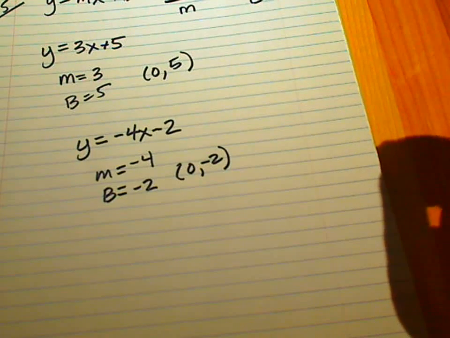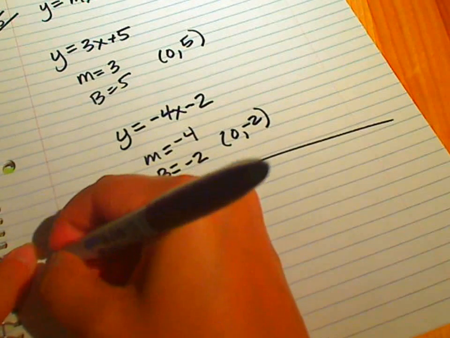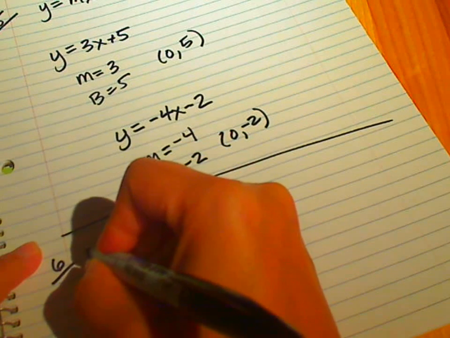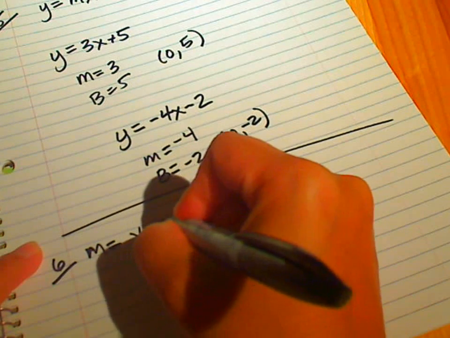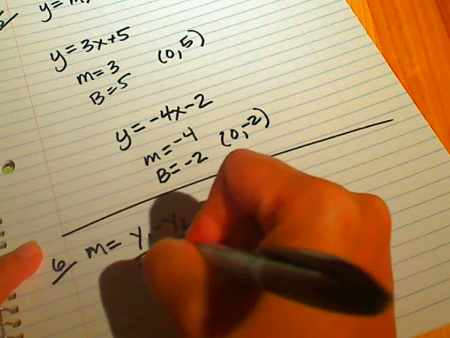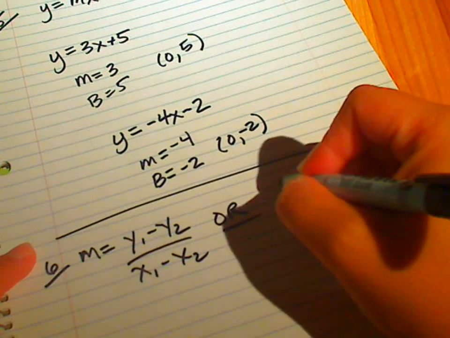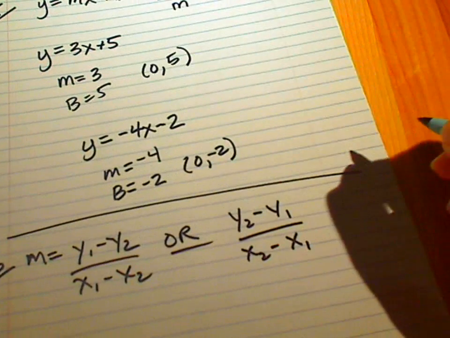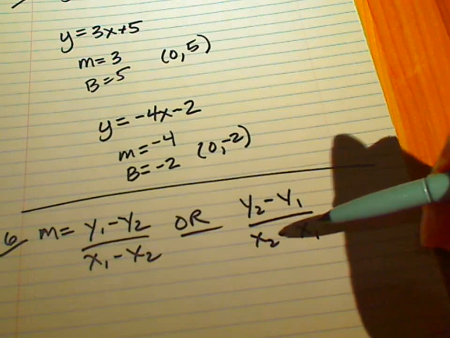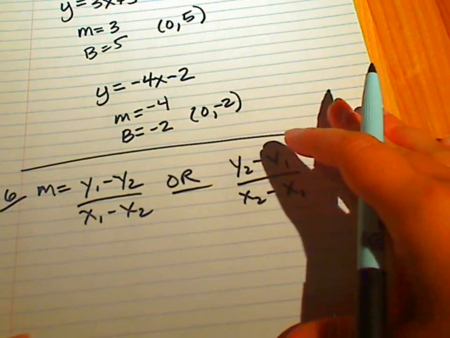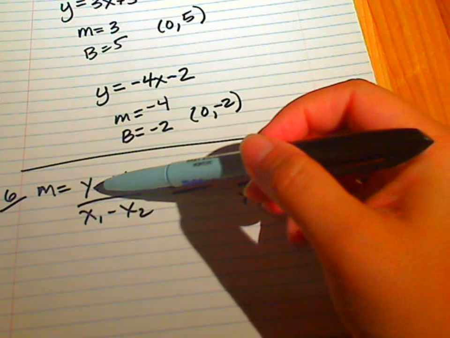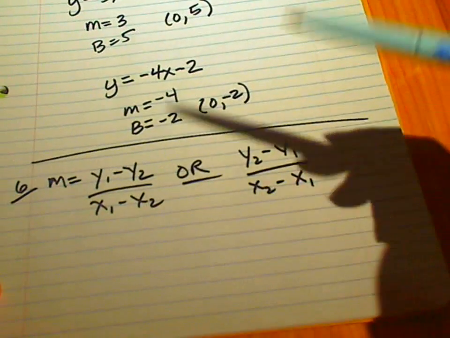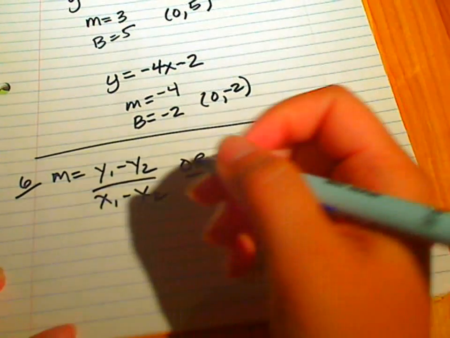Number 6, I believe a couple weeks ago you did the slope formula. m equals y1 minus y2 over x1 minus x2. Or some of you may have used y2 minus y1 over x2 minus x1. These formulas are slightly different, but not that big of a deal if you switch them. It just matters that whatever ordered pair you use for the y, use that x value on the bottom first. And I'll show you what I mean.